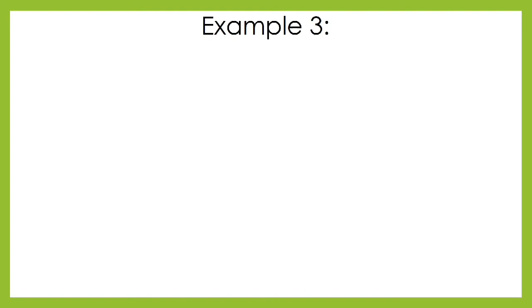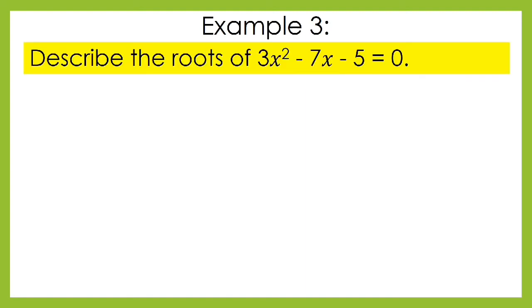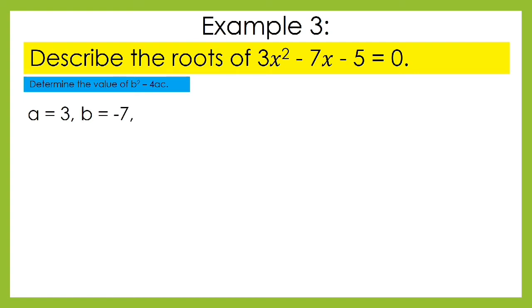Let's have example 3. Describe the roots of 3x squared minus 7x minus 5 equals 0. Let's determine the value of b squared minus 4ac. Let's identify first the values of a, b, and c. Our a is positive 3. Our b is negative 7. Our c is negative 5.